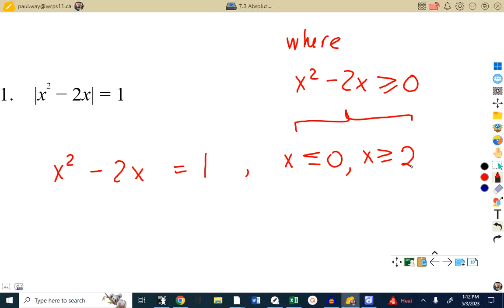So when you're dealing with a quadratic, the subdomains are not important if the quadratic is in the absolute value signs. What does this mean now? It also means that we have this equation, negative 1 times x squared minus 2x equals 1. But it's got to be everywhere else.